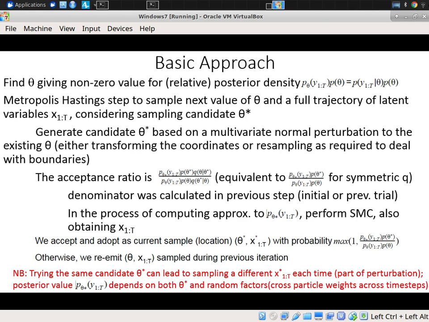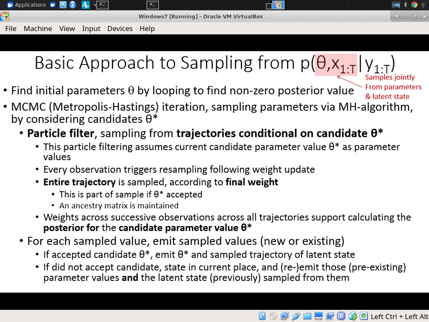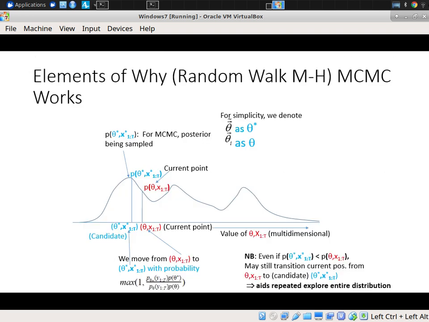Okay. So here we need to compute the posterior for candidate value theta star, just like we did in MCMC. We need to compare the posterior at the candidate versus the posterior at the current point to figure out whether or not to accept it, right? Here it is. So here, we're trying to figure out the posterior at the candidate versus at our current point.